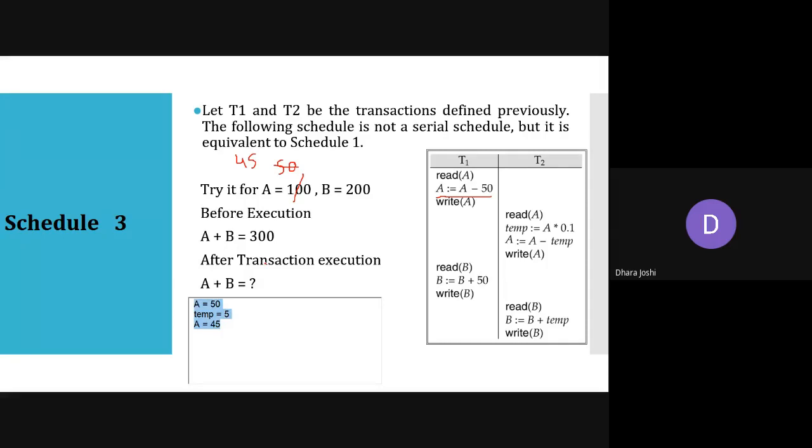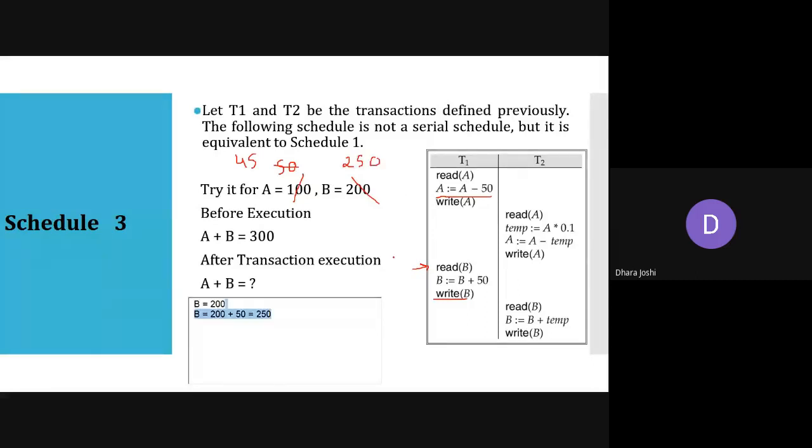Okay, now in transaction T1, I'm here. So it will be reading B's value, which is 200. It is adding 50 rupees to B, so it will be 250, and I'm writing this into the database, so here it will be written 250.